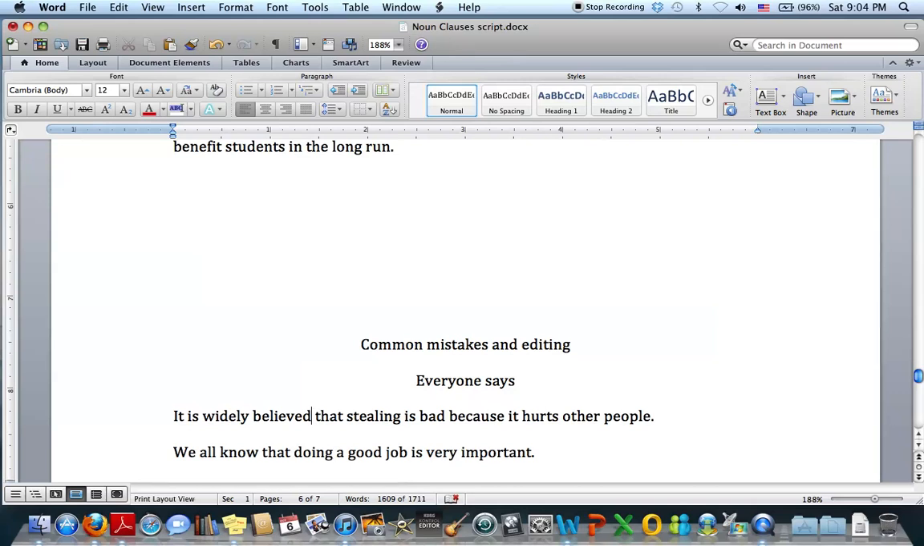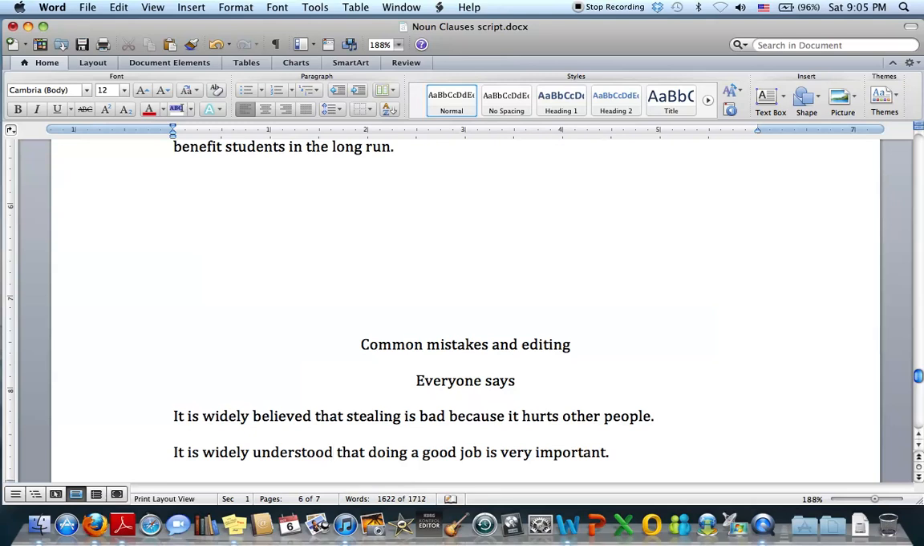Instead of "we all know," here's one thing that we could do. "It is known that." Okay, that works. It sounds a little bit strange, but you know what? It's okay. Here's another thing we can do. "It is widely understood that." These are a couple of different ways that we can fix those mistakes right there.